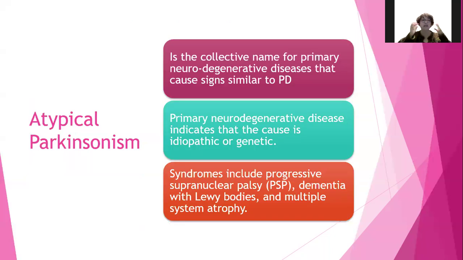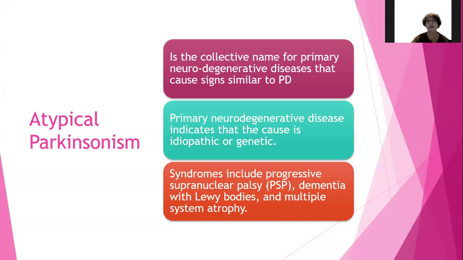Interesting. There's a classification of disease that's called Parkinsonism. It's not Parkinson's. It's atypical. It's a collective name for primary neurodegenerative diseases that have motor signs similar to Parkinson's, but the cause is different. So, primary neurodegenerative disease indicates that the cause is either idiopathic or genetic. Some of the syndromes included in atypical Parkinsonism include progressive supranuclear palsy, PSP, Lewy body dementia, and multiple system atrophy.